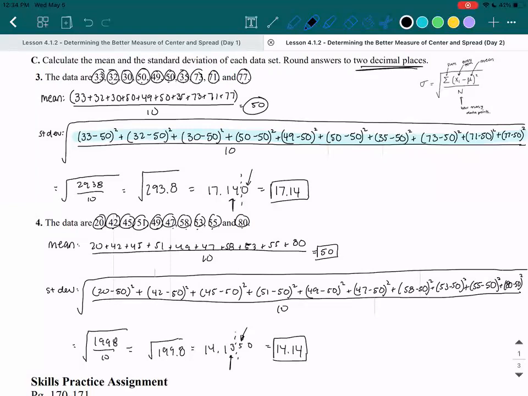So notice that both of these had a mean of 50, but this one has a smaller standard deviation than this one. So 14.14 is a smaller standard deviation than 17.14 because 14 is smaller than 17. And so that means the data in number 4, the data for this problem, was less spread out than the data for this problem.